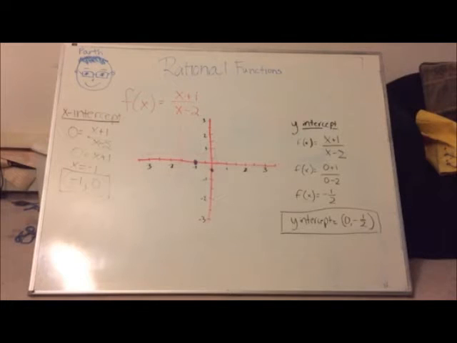Similarly, to find the y-intercept, you must substitute 0 in for x and solve the resulting equation. This is because the y-intercept has an ordered pair of 0, y. In this example, we substitute 0 in for x and we get -1/2, so the y-intercept is 0, -1/2.